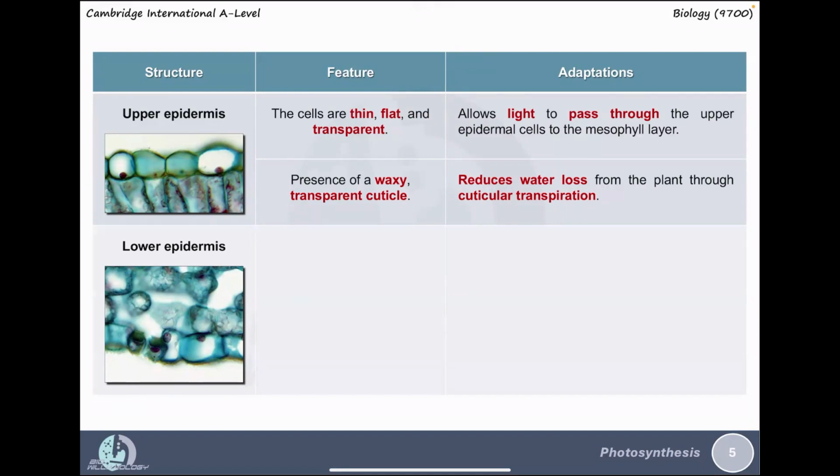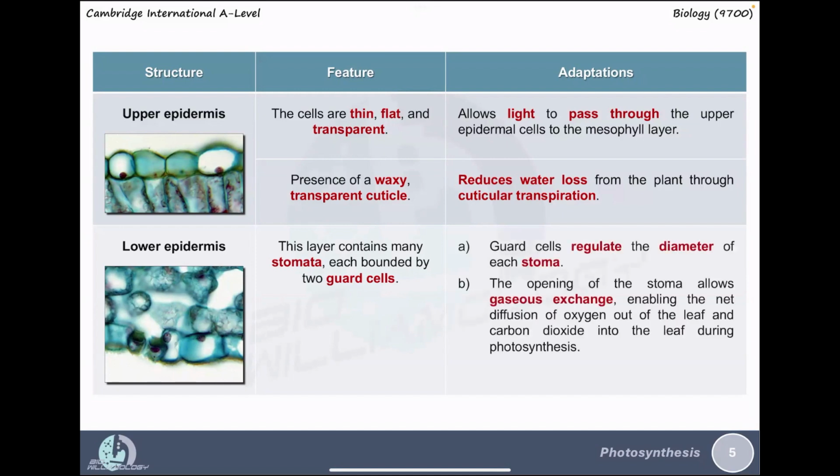The next layer, lower epidermis. This layer contains many stomata, each bounded by two guard cells. The guard cells regulate the diameter of each stoma, and the opening of the stoma allows gaseous exchange, enabling the net diffusion of oxygen out of the leaf and carbon dioxide into the leaf during photosynthesis.